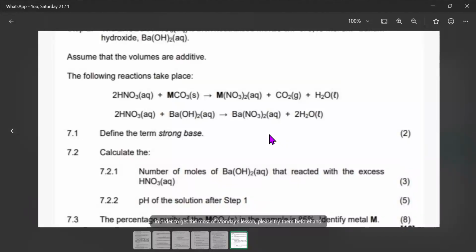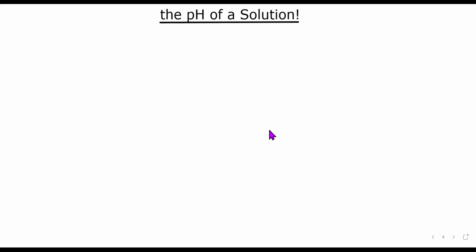So in other words, we are now in the second step. That's the most important thing.